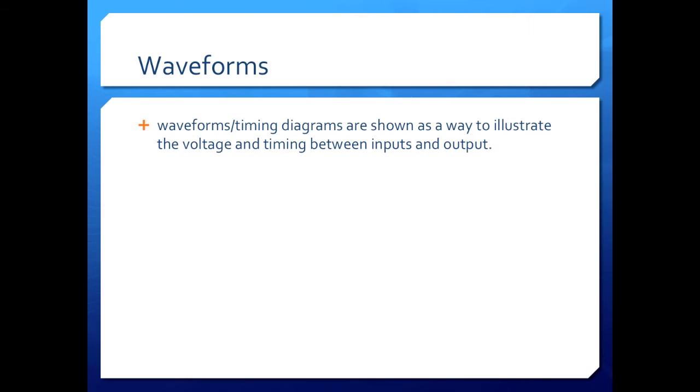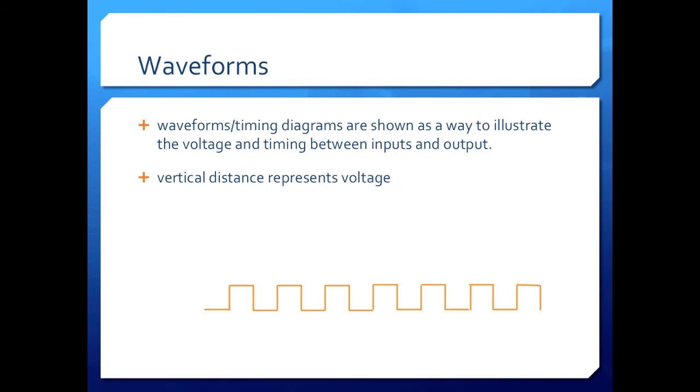Let's introduce the topic of waveforms. Waveforms, or as they're sometimes called, timing diagrams, are a way to illustrate the relationship between voltage and timing, and when inputs are changed, how does that affect the output over time? So at the bottom here we see this pulse train, and we note that the vertical distance represents the voltage and the horizontal distance represents the time.